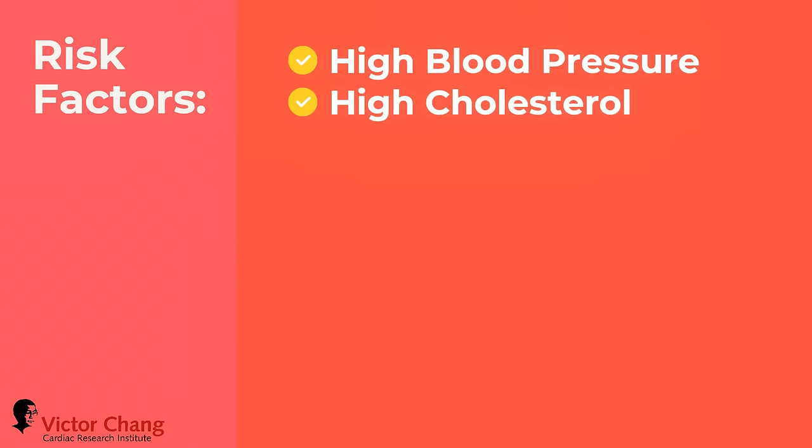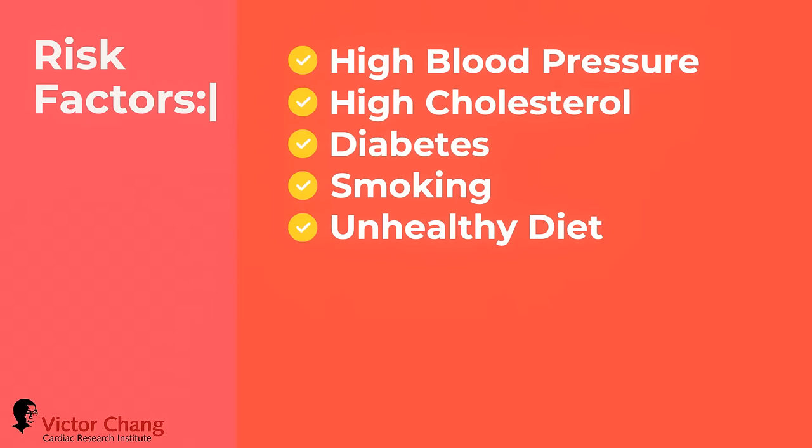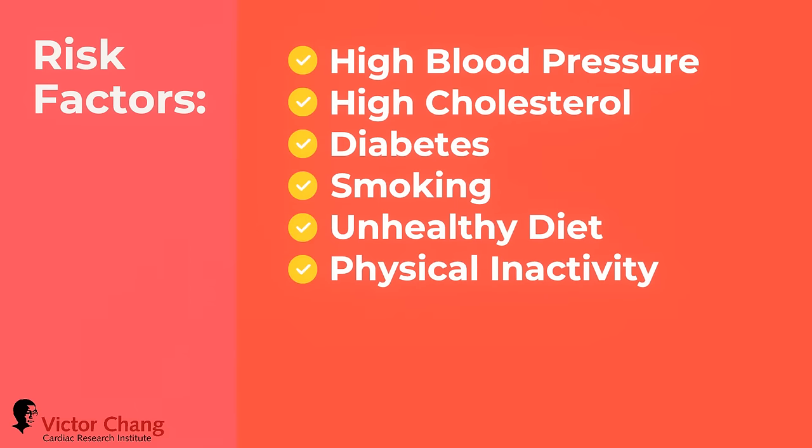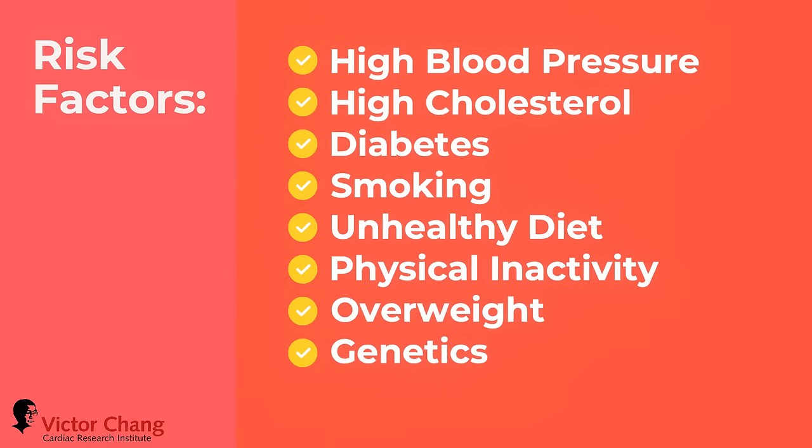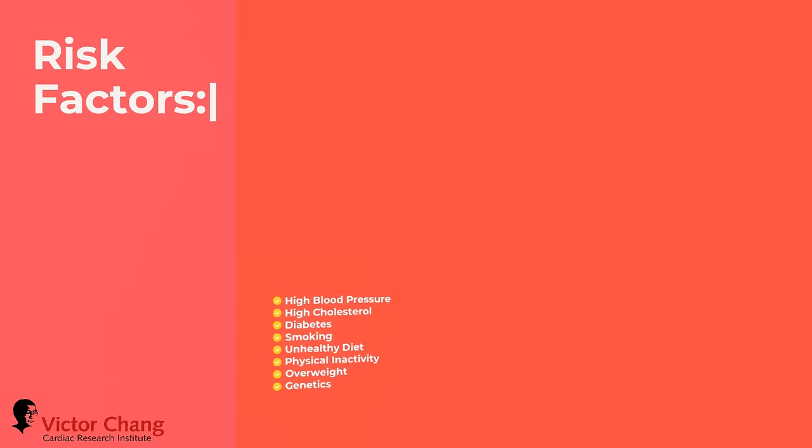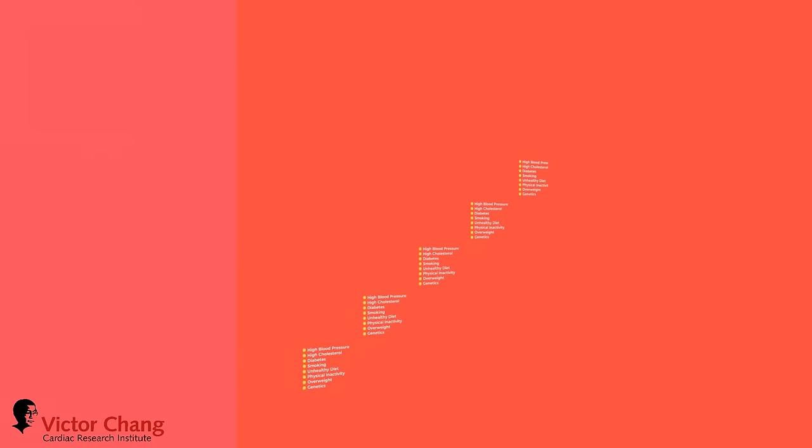Leading risk factors for heart disease and stroke include high blood pressure, high cholesterol, diabetes, smoking, an unhealthy diet, physical inactivity, being overweight, and genetics, which means your risk of cardiovascular disease can also be inherited from your parents.